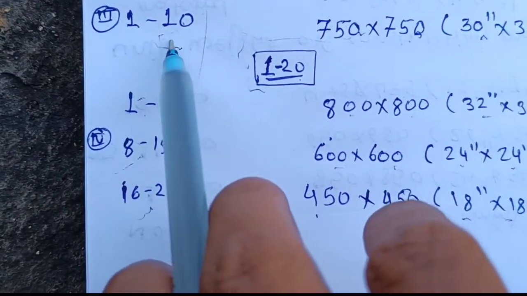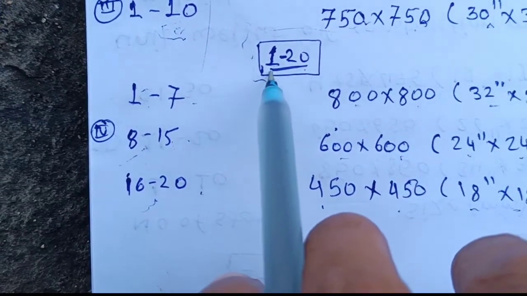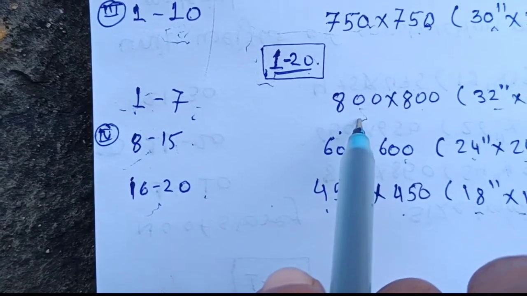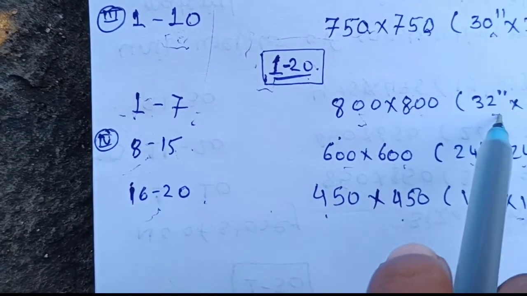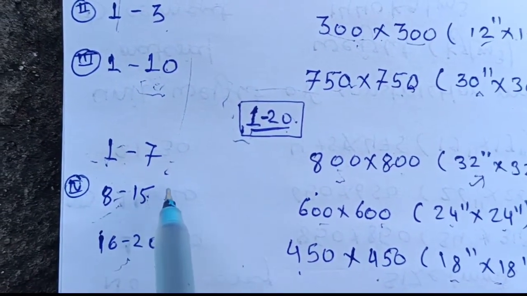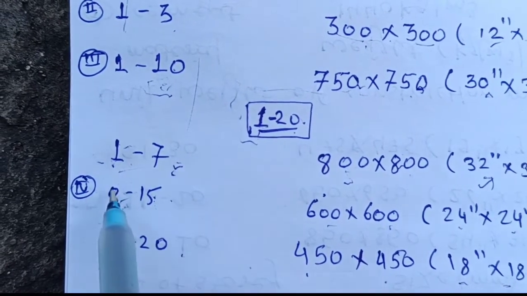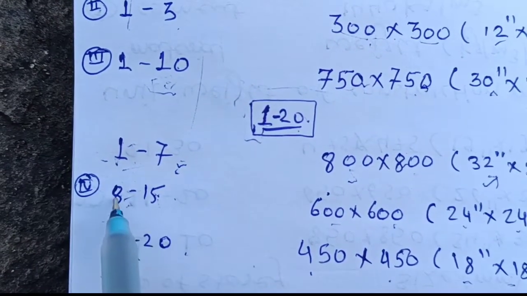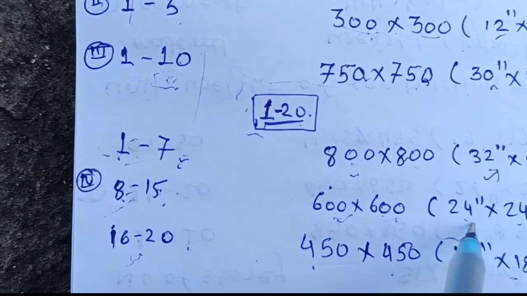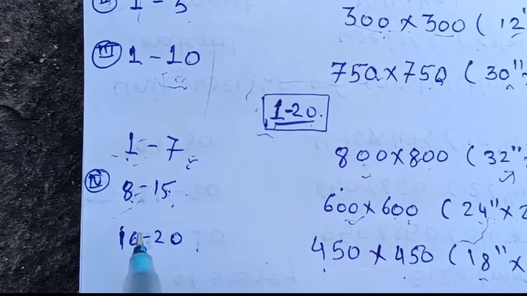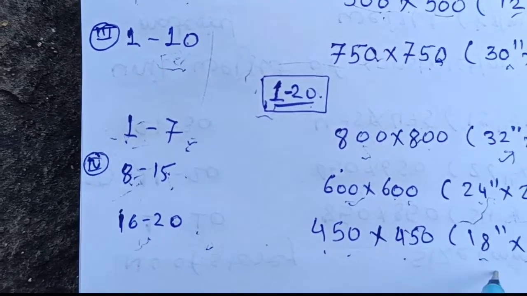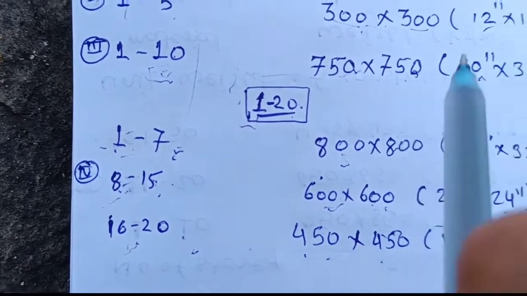For a building above 10 stories, 1 to 20, first floor to 7th floor column size is 800 by 800 mm, about 32 inches by 32 inches. For 8 to 15 stories, it is about 600 by 600 mm, about 24 inches by 24 inches. For 16 to 20, column size is 450 by 450 mm, about 18 inches by 18 inches.